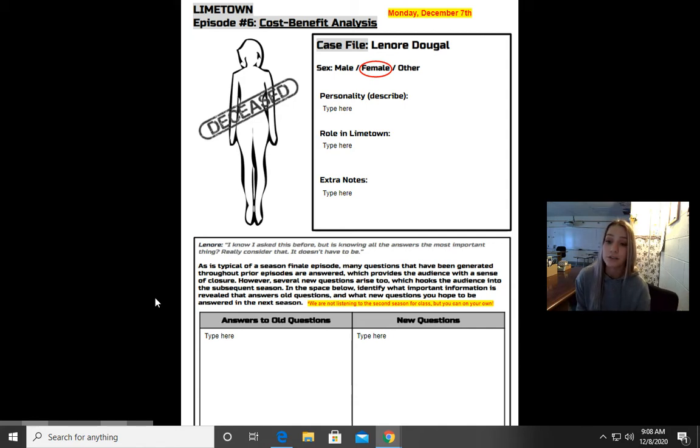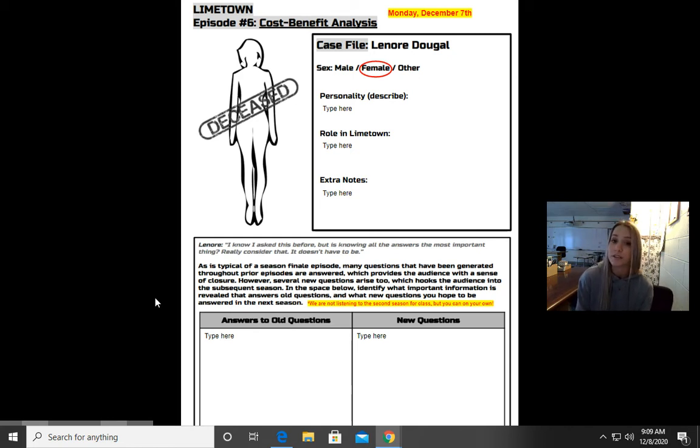We also learned why the panic happened, right? Think about Oscar, the folder, right? What Lenore was there to do, what she offered. So what did Oscar do that caused the panic to happen? Things like that. And we also learned something about Sylvia, right? Those are the answers to old questions.